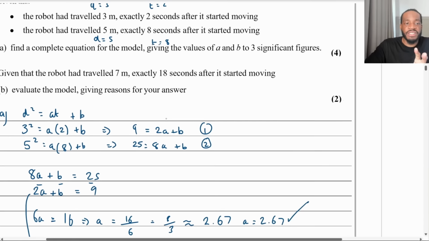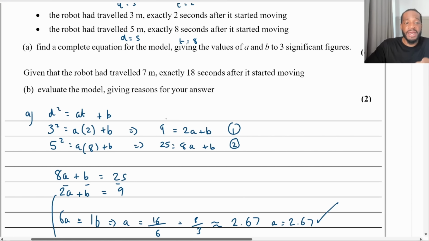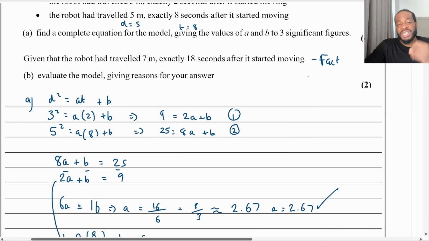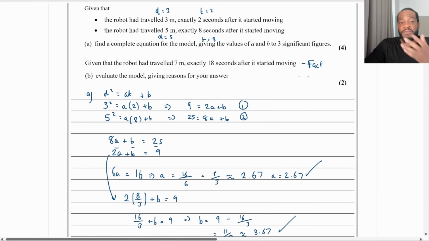So what I like to do with these questions is this statement here, the robot traveled 7 meters exactly 18 seconds after it started moving. This is a fact, right? This is factual. This is true. Now remember, our model is meant to model the movements of this robot as accurately as possible. So we'd hope that if I was to use values in my model, it would give me something thereabouts, 7 meters after 18 seconds.